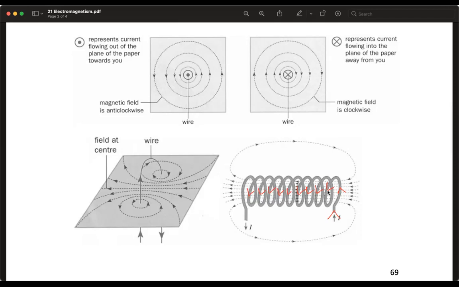Okay, then if this is your fingers, using your right hand grip rule, this side will be your north pole. This is your thumb. Your right thumb. So your current should be the opposite direction. So not current, your magnetic field line should be the opposite direction. Is that clear? How many of you think I'm wrong? Raise your hand.